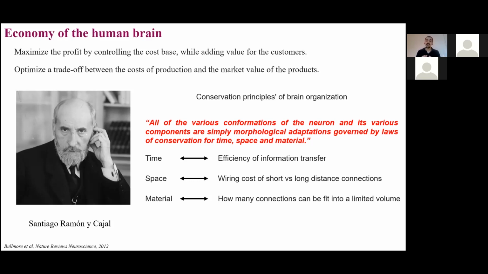Also, since our brains fit within the skull, we have a limited volume in which the brain needs to be fitted. Here, the considerations of space and material also account for how many connections you can physically have in the limited volume occupied by the brain. So it has been postulated that this brain organization is an optimal trade-off, or balance, that controls for these three different considerations.